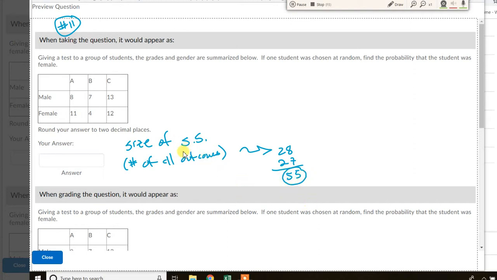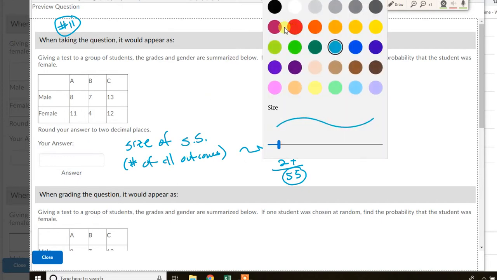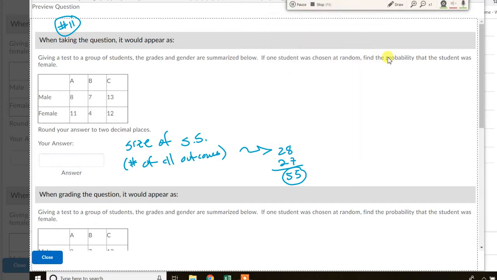Now, of those outcomes, which ones give me the event that we're being asked about? What's the event that we're being asked about? The student was female. The thing we're trying to find the probability of is the event that we're being asked about. So the event is female. I'll just write FEM for female.